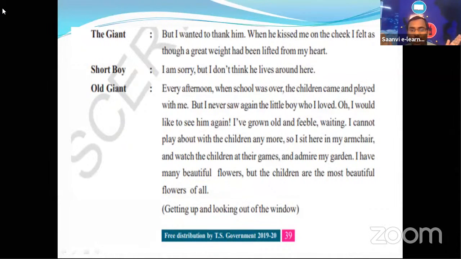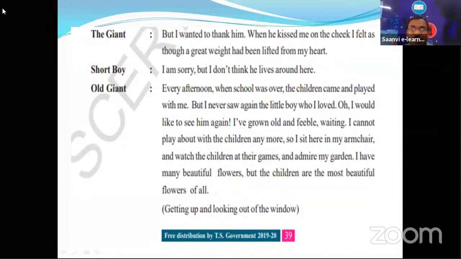The school was over. After the school, the children came and played with the old giant. But I never saw again the little boy whom I loved too much. Oh, I would like to see him again. Actually, the giant wanted to see him again.